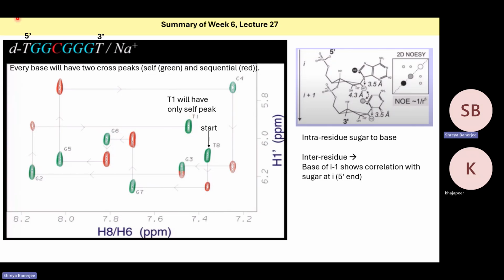Now T1 is the 5 prime end. So T1 will only show a self peak because there is no previous residue with which it can interact. If you look at T1, there is only one peak, this green peak or the self peak, and that will tell us we have reached the end of the nucleotide. So basically, NOESY correlations like this help to find the sequence of the nucleotide.